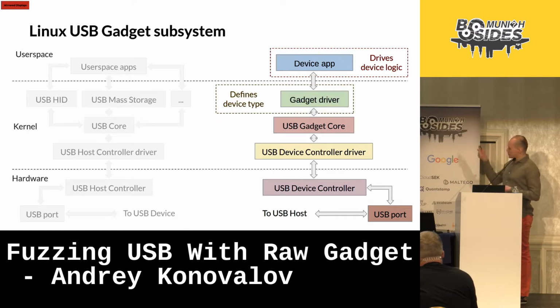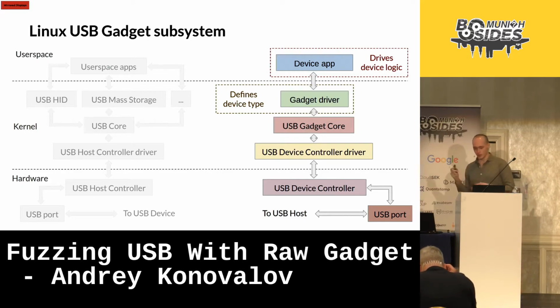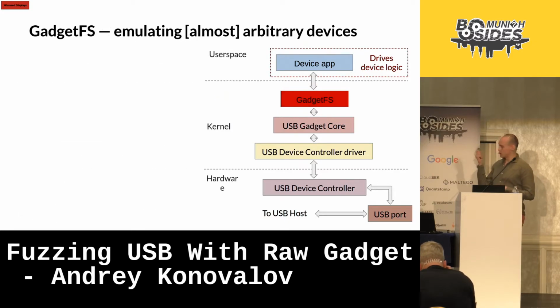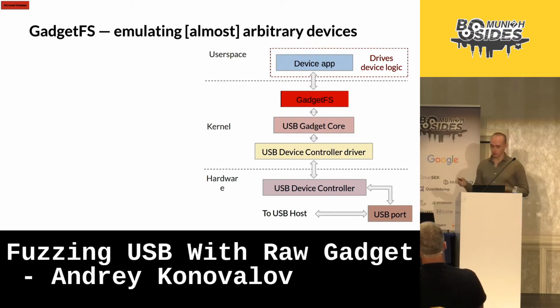So now the question is, if we want to use this approach for fuzzing, we need to figure out which gadget driver we use. And if we use just the driver for keyboards, this of course means that we can only connect keyboards, which is not very useful when we're fuzzing. We want to connect all kinds of devices. So I started looking, and I found a driver that's called GadgetFS, and it allows emulating almost arbitrary USB devices. And the keyword here is almost.